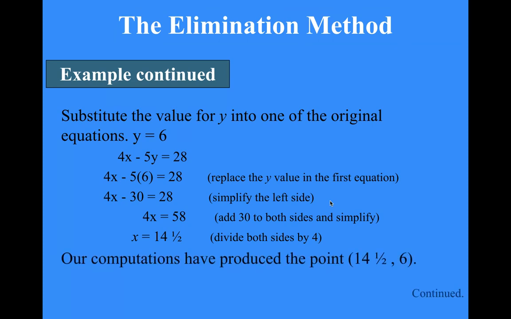So now we think that the answer is 14.5, comma 6. Remember, x always goes before y. I don't care if you solve for y first. Your x is always going to be first in your coordinate, and then y. And this is how we're going to be writing our answers.